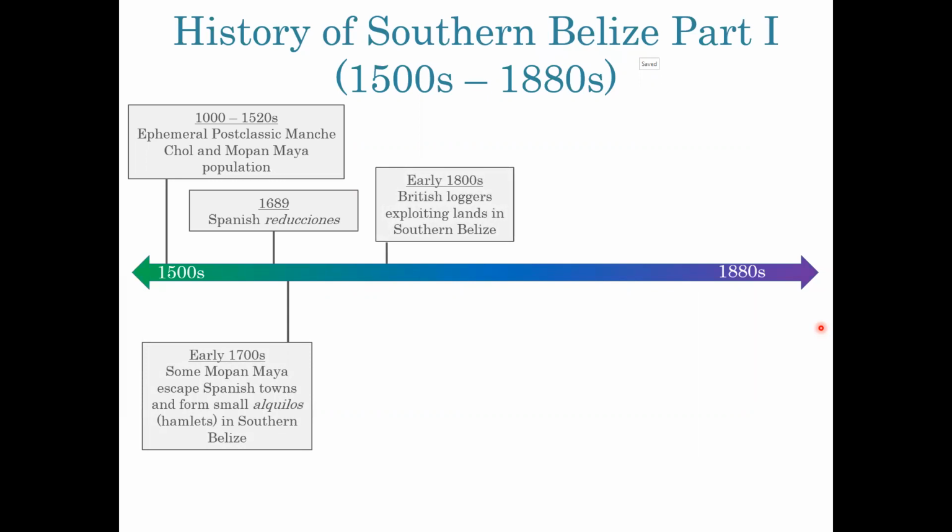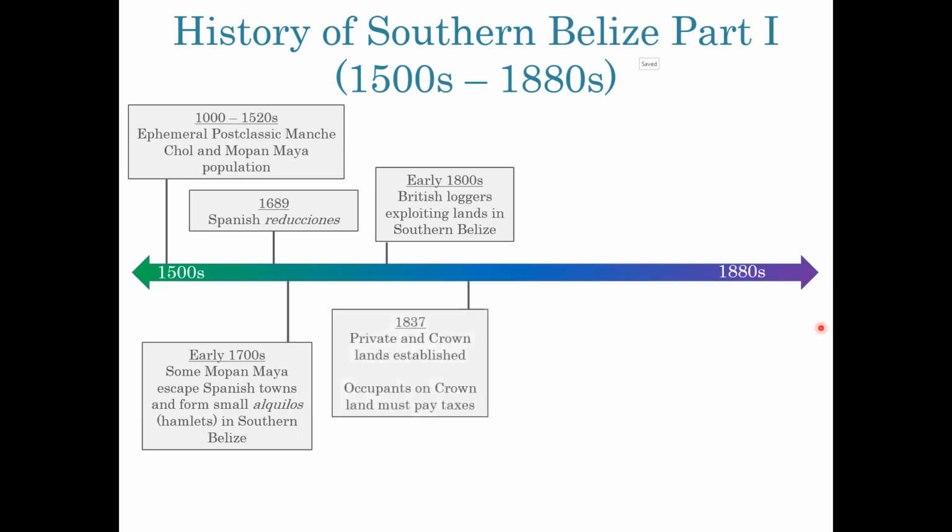Logging had been occurring in northern parts of Belize for many years, but we don't see logging move into southern Belize until the early 1800s, when the British loggers began exploiting lands in southern Belize as they moved their logging industries further and further south. Part of the reason is that the rivers in southern Belize are a little bit more difficult to navigate than other rivers in Belize, such as the Rio Hondo and the Belize River. But we do start seeing the exploitation of the different lands in southern Belize by British loggers in the early 1800s.